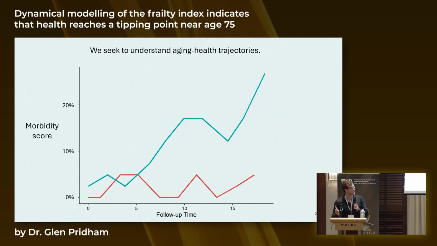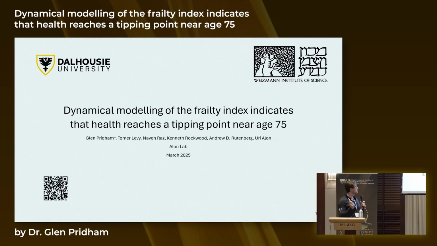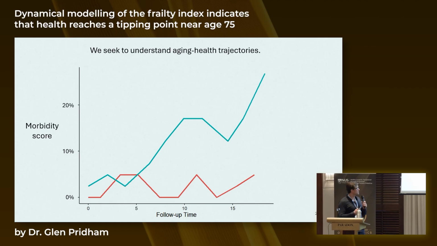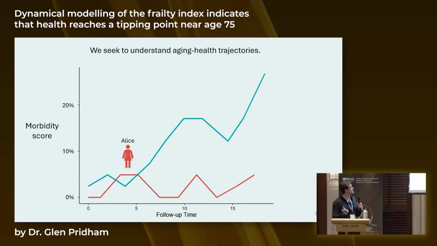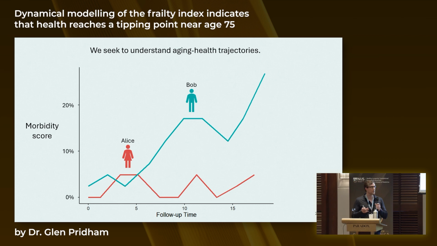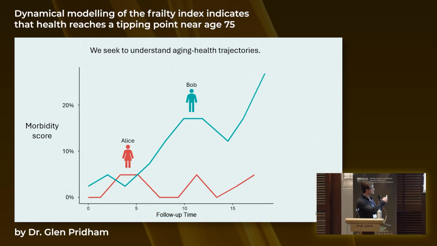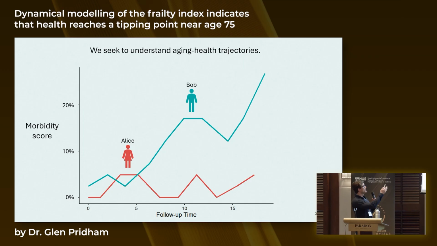All right, so I'm going to talk to you today about health trajectories. The basic premise is we've got, say, two health trajectories, call them Alice and Bob, and we want to know why it is that Alice bounces up and down, but Bob seems to get worse. So Alice gets bad, she gets better, Bob just keeps getting worse. So what's different about Alice?